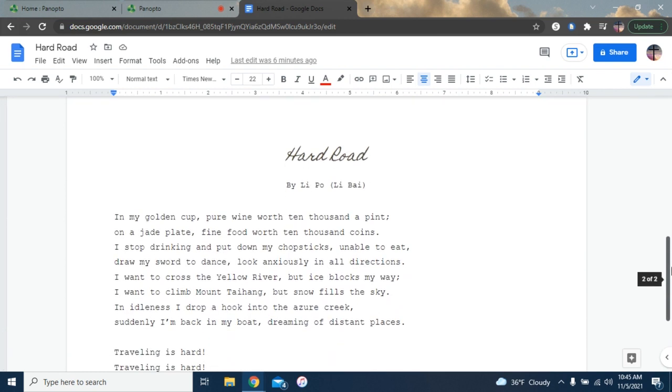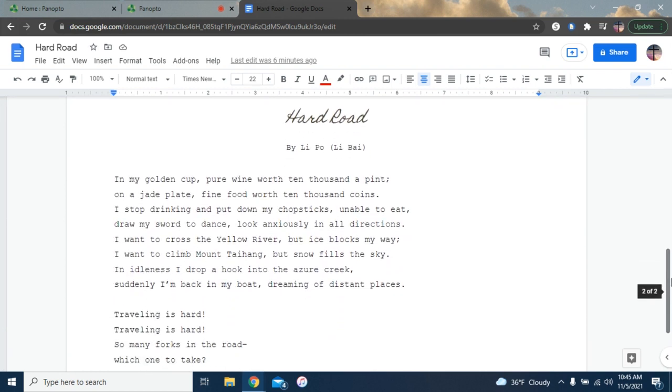So today we're going to be looking at Hard Road by Li Po. This is a Chinese poet. The age of the text I really don't know. We're going to be trying to pull out some literary devices that he uses within this poem. And again, just remember, we need to look for things that stand out to us. So before we even annotate, we want to look for imagery and repetition within this poem.